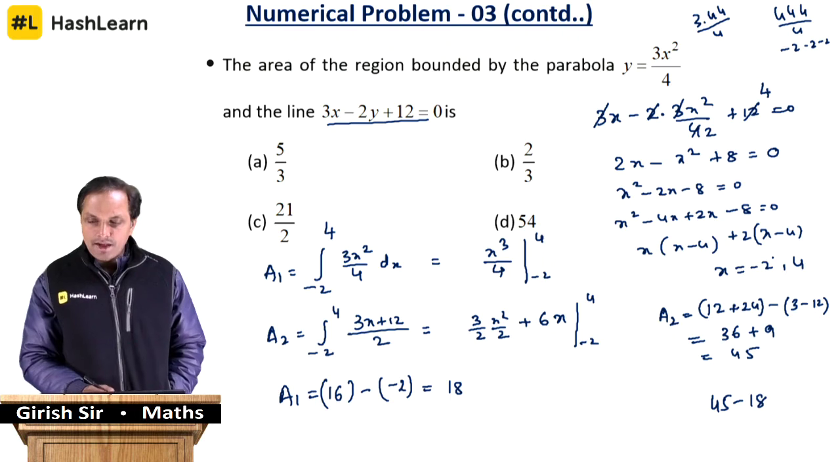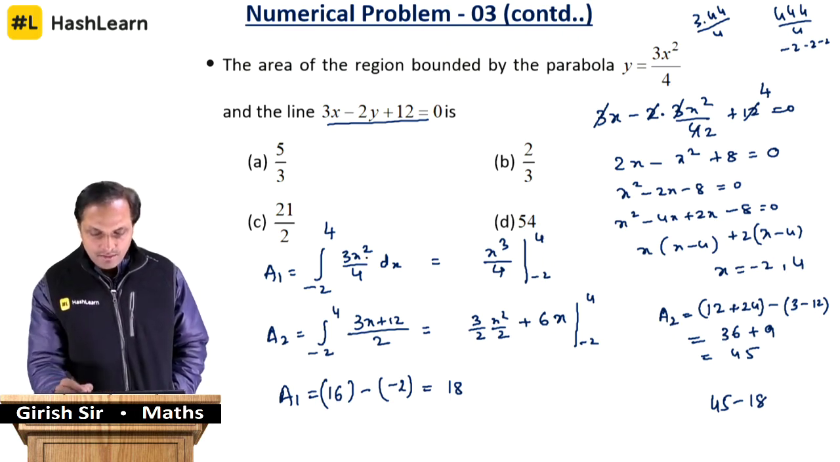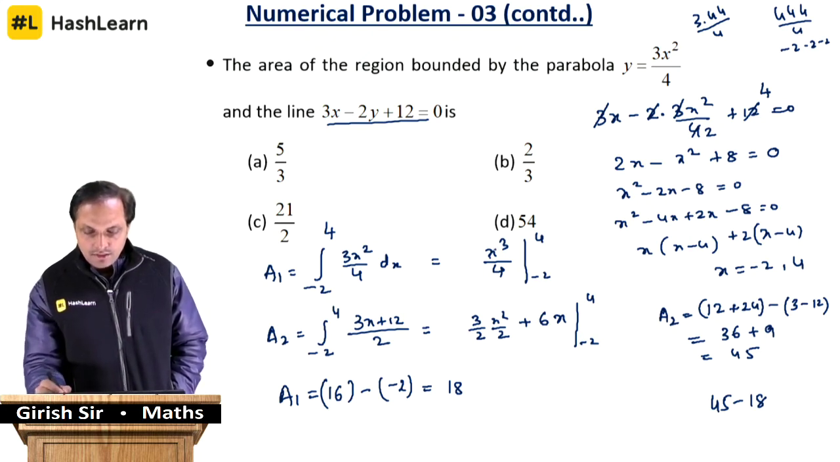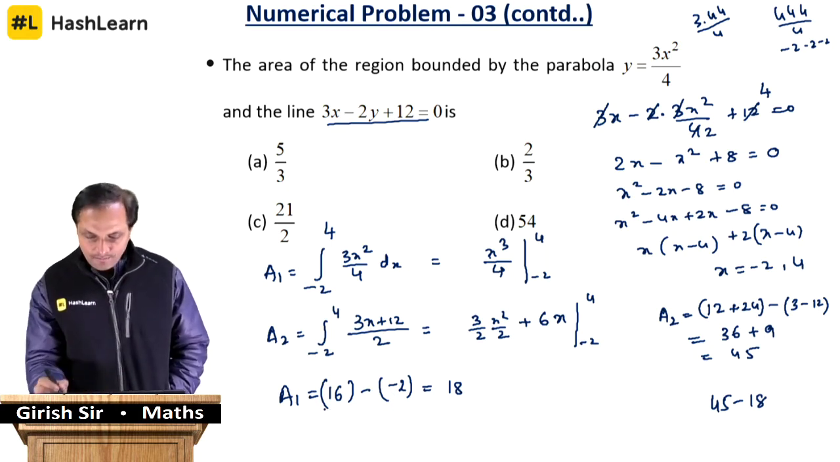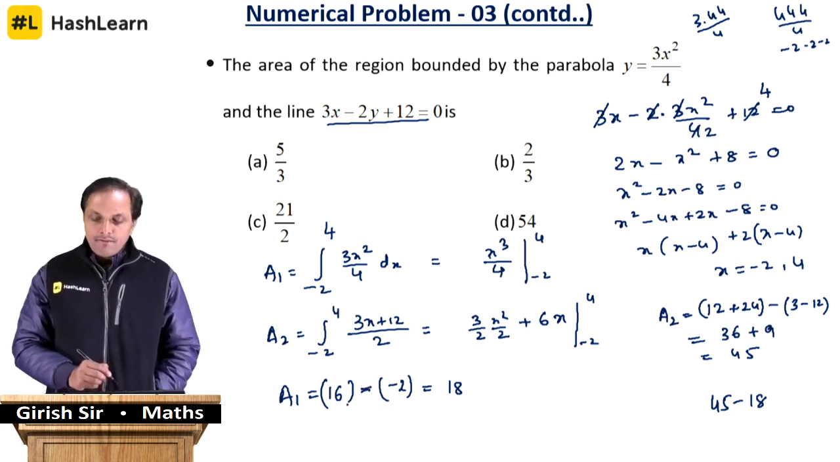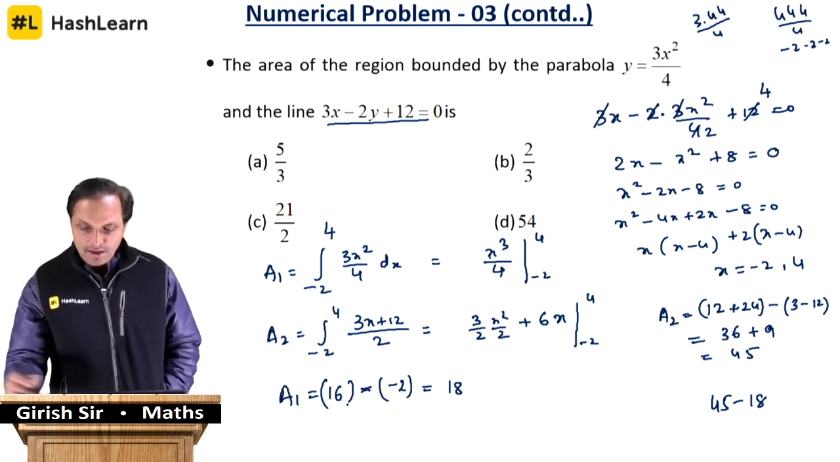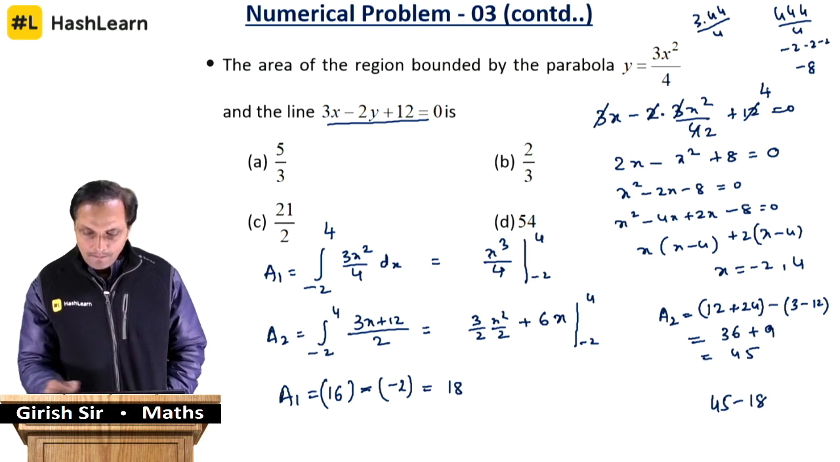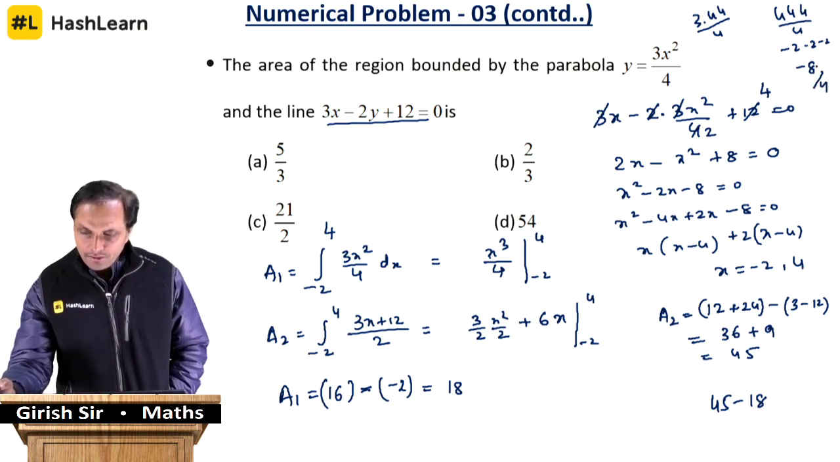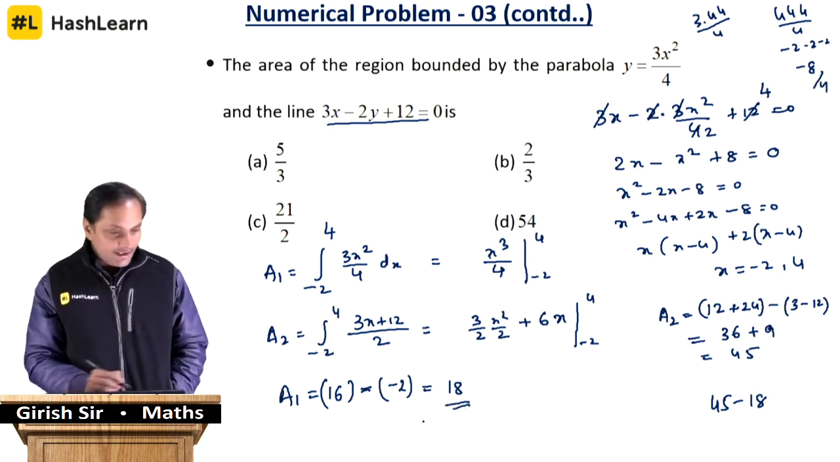Minus 2 to plus 4, y is equal to x square by 4. So this will give you x cube by 3. So x cube by 3, 3 cancels. So that will give you x cube by 4. When we take the upper limit, 4 into 4 is 16, that step is correct. Minus, when I take the lower limit, minus 8 by 4 will give you minus 2, that will give you plus 18, correct.